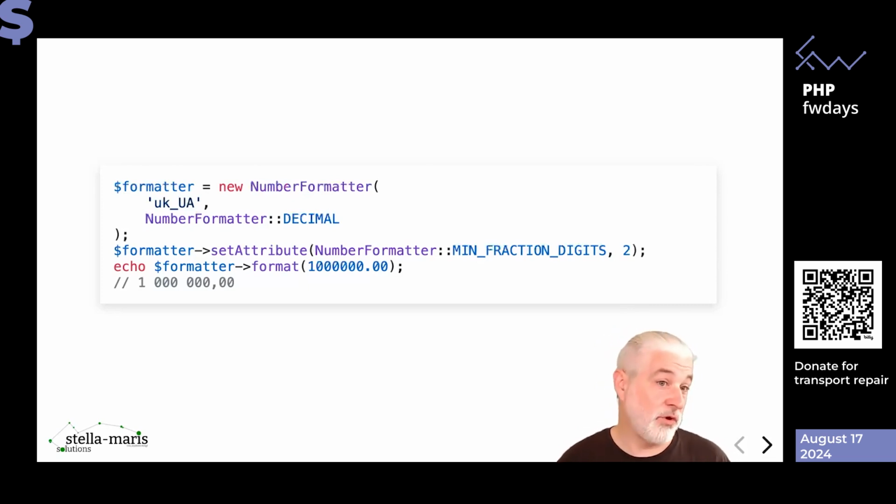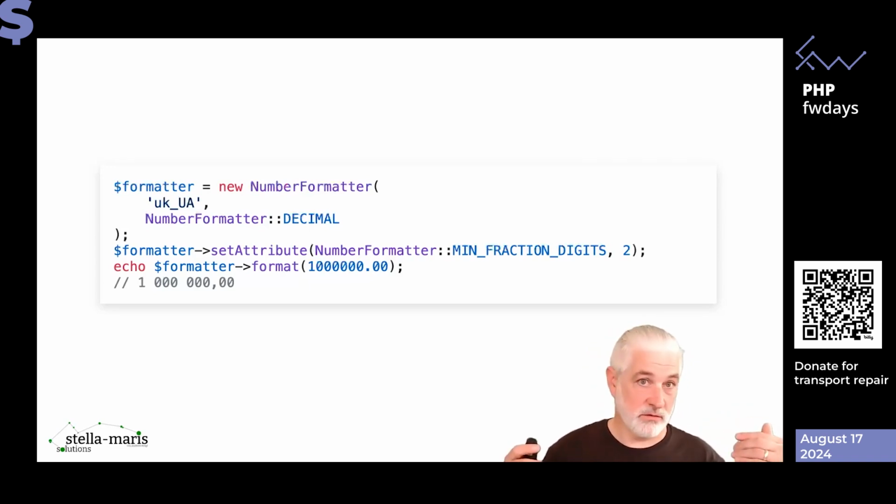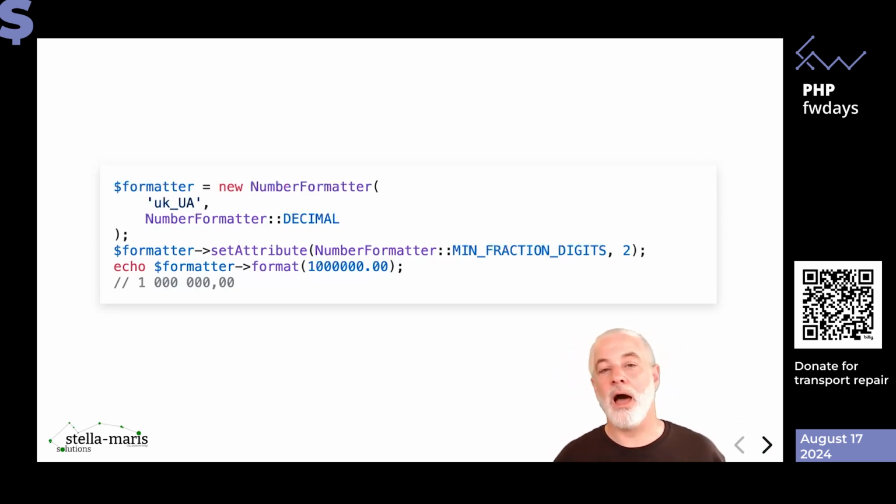Well, you first create the formatter, this time for Ukrainian, and for a decimal format. We say we want a minimum of 2 fraction digits, because otherwise it would just skip the zeros. And then, hey, you know what, please format 1 million. And it formats that according to Ukrainian formatting rules. And if you say, I want that in Swiss German, then it does that according to the underlying rules. You don't have to think about that. How awesome is that?